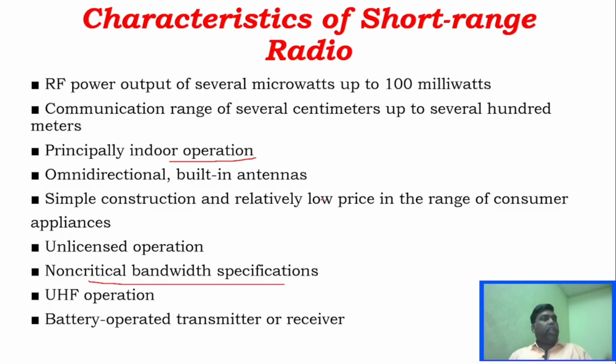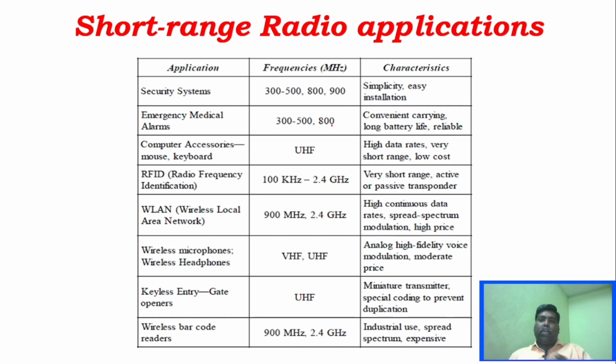And I have already said most of the short range communication is working in this ISM band, which is 2.4 gig. And you can see these are the different short range radio applications and their characteristics, where you can see the frequency, most of the frequencies cover this ISM band, right? And for security systems, you can see the characteristics of it. And for medical alarm systems, the frequency range is this. And for RFID, it even covers 2.4 gig. And WLAN also covers 900 megahertz to 2.4 gigahertz. So most of the wireless applications cover the ISM band, and the characteristics are more or less similar, but the only thing is the range between devices and between technologies varies, because depending upon the range, we can use it for different applications, right? So that is what I want to tell you in this particular video.